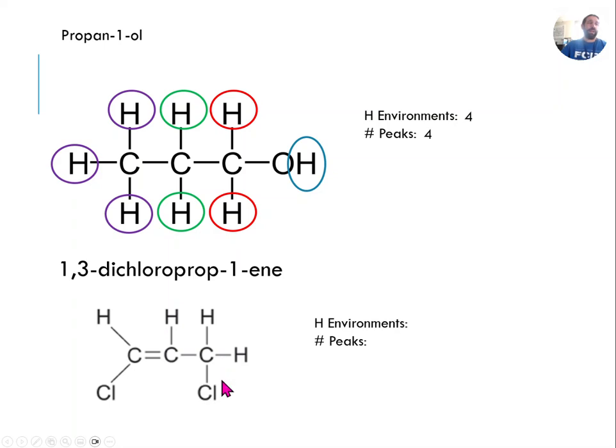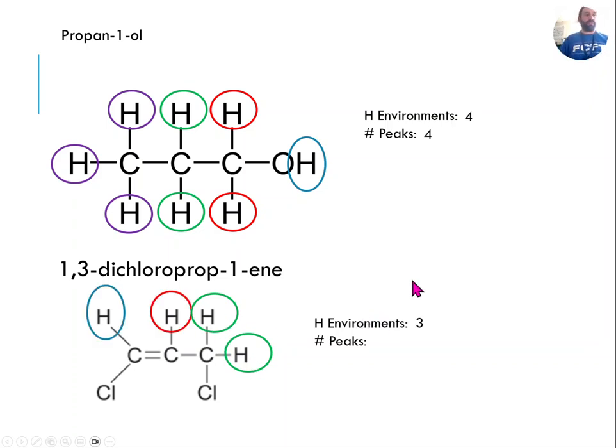1,3-dichloropropene, there are 3 carbons. Each carbon atom has hydrogens bonded to it. The carbon all the way to the right is bonded to a chlorine and 2 hydrogens. This carbon is bonded to 1 hydrogen, and this carbon is bonded to a hydrogen and a chlorine. Since all the hydrogens are bonded in different ways, they're all in their own environment. Remember, hydrogens attached to the same carbon are in the same environment, so those two are both in an environment. That one's all by itself, and that one is all by itself. Since there are 3, you have 3 peaks in the spectrum.